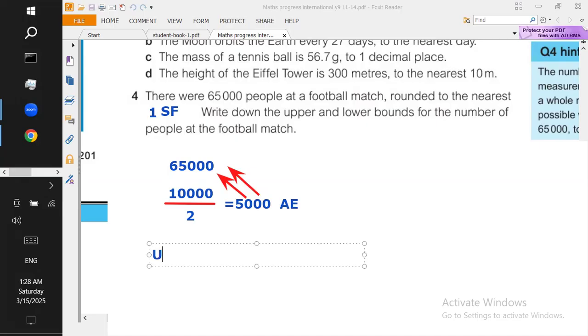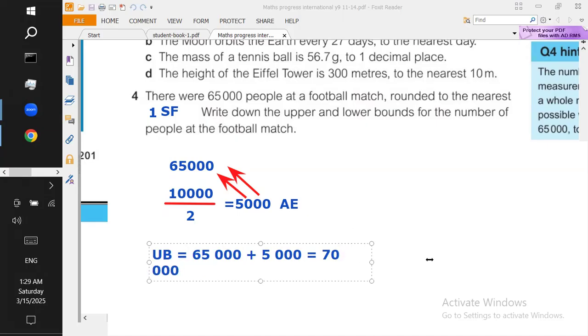So first, to find the upper bound, what do I do? I'm going to add the 65,000 to the absolute error. So 65,000 plus the absolute error, which is 5,000. So the answer will be what? Very good. It's going to be 70,000. Now, to find the lower bound, what do we do? We take the original, 65,000, and then we subtract the absolute error from the 65,000. And the answer will be what? Very good. It's going to be 60,000. And this is how you answer a question like this.